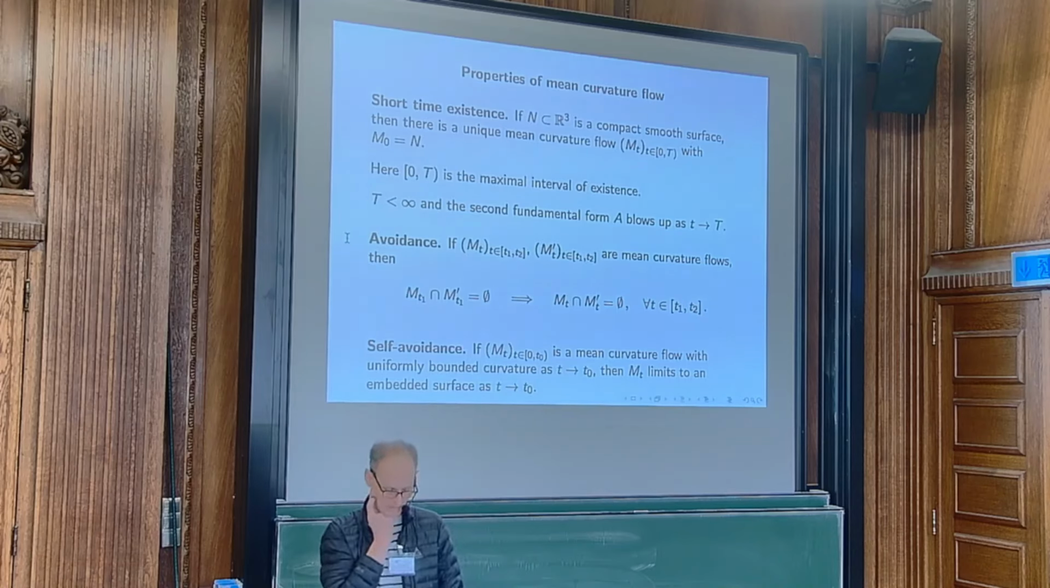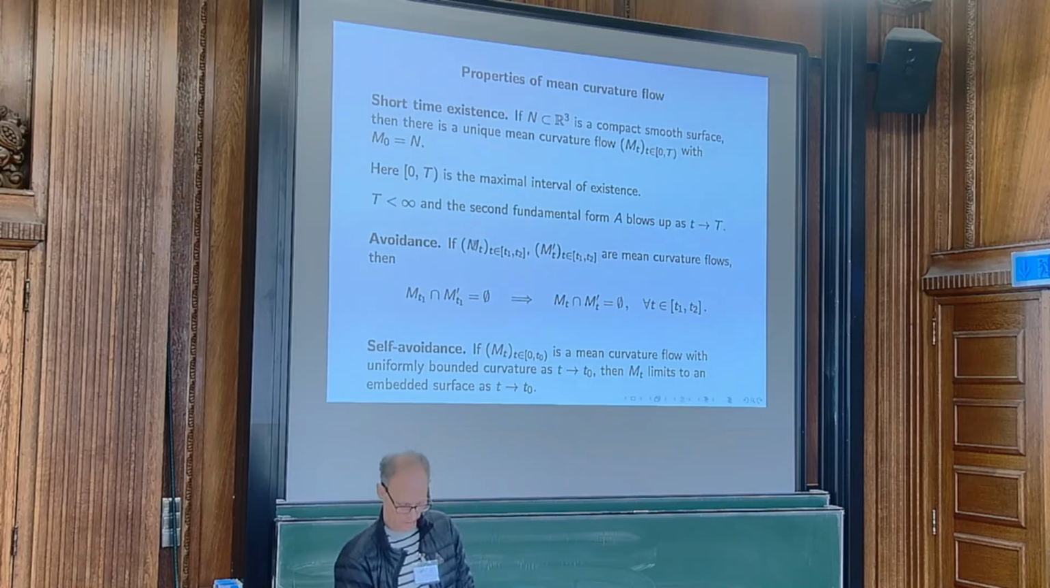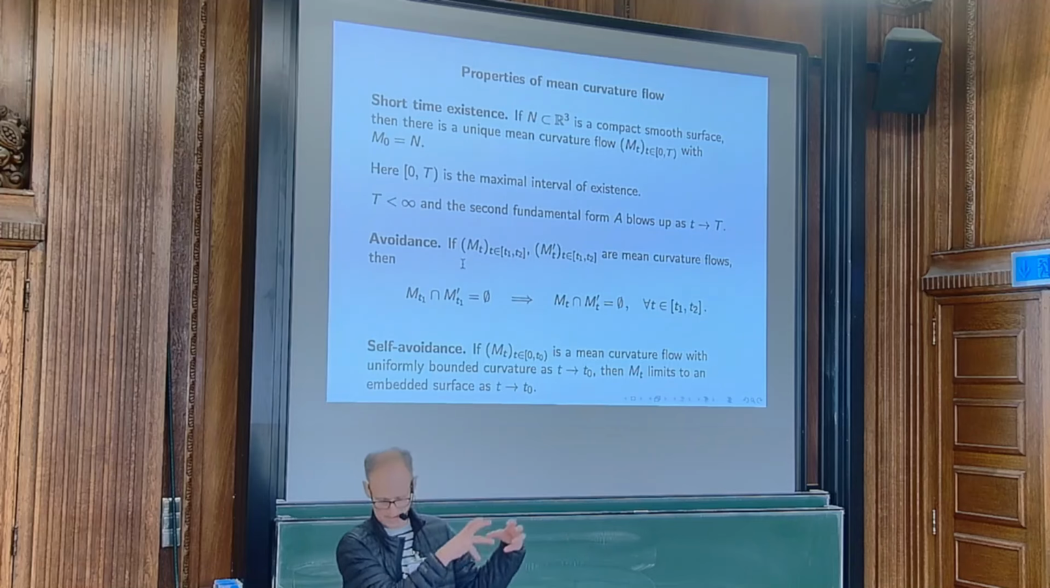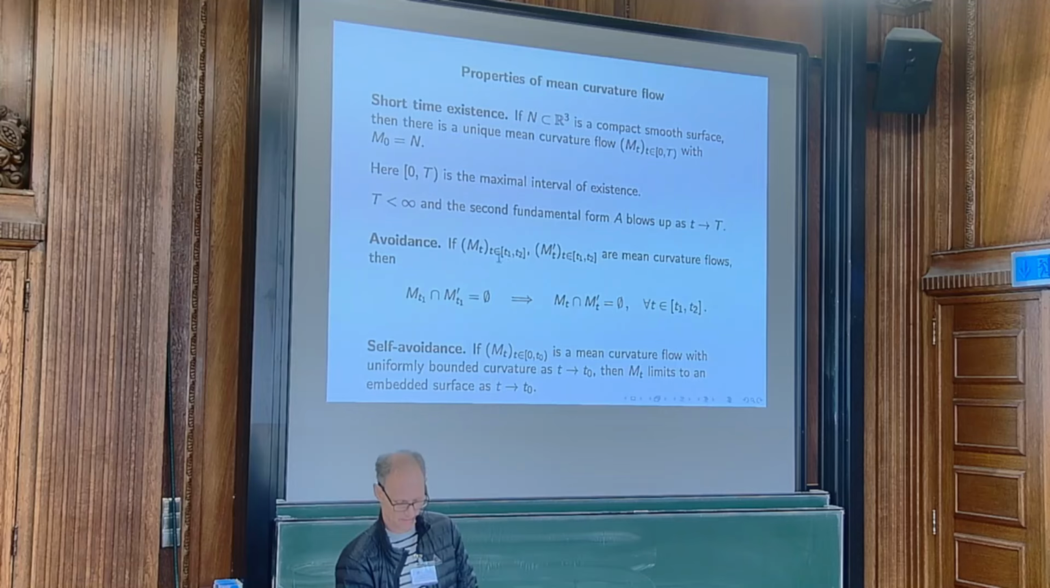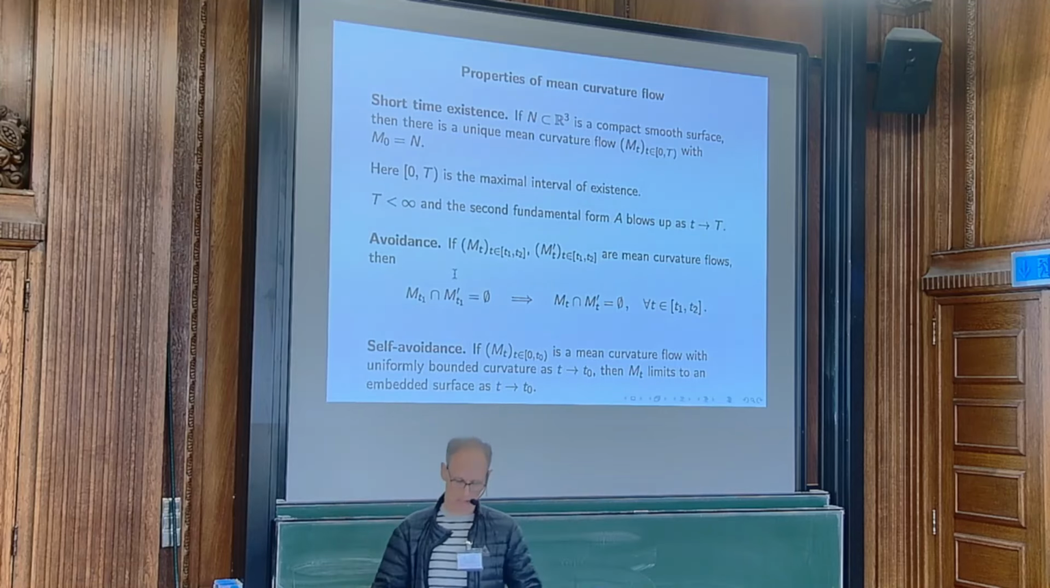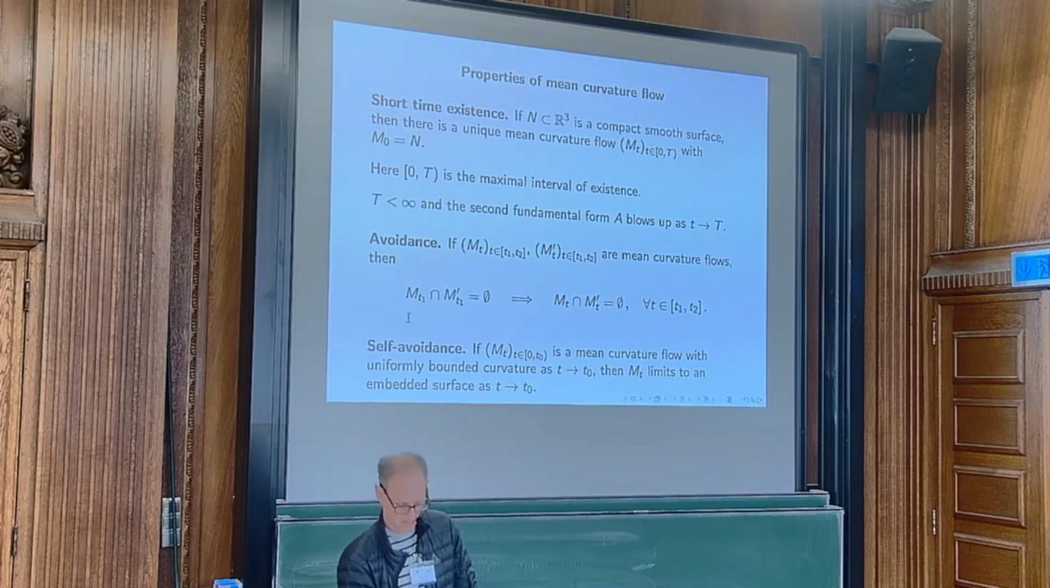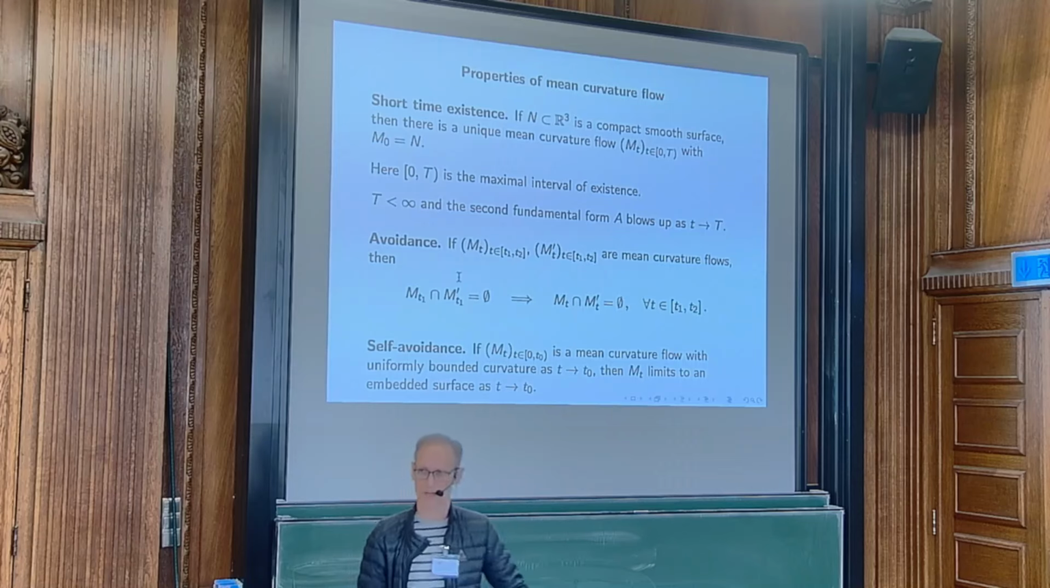So let's say you have two mean curvature flows, M and M prime. These are compact smooth surfaces evolving, and they're both defined on the time interval from T1 to T2. They avoid each other, meaning if they're initially disjoint, so M intersect M prime is empty at time T1, then the same thing is true at later times. And this is an easy consequence of the maximum principle.